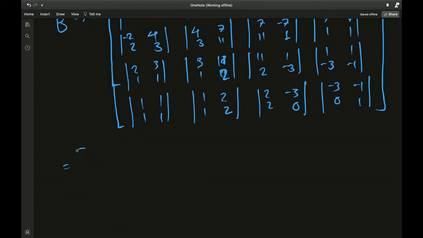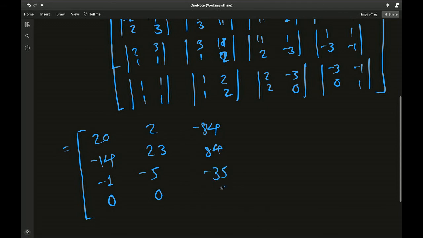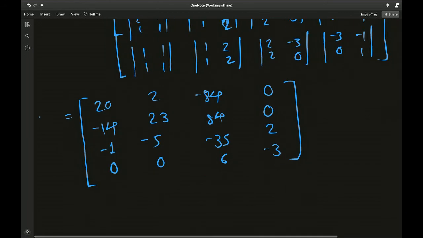it becomes, let's see, 20, negative 14, negative 1, 0, 2, 23, negative 5, 0, negative 84, 84, negative 35, 6, 0, 0, 2, and a negative 3, and it's a 4x4 matrix, and this is still step 1.